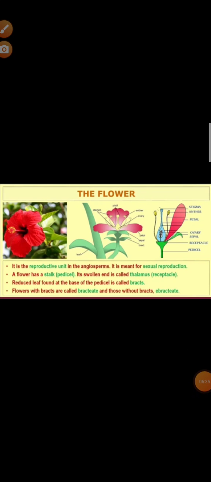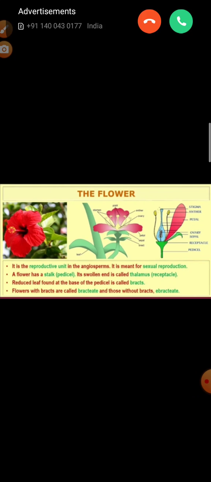Now we will learn about the flower. What is a flower? The flower is the reproductive unit in angiosperms, and it is a modified shoot with much condensed internodes and a number of floral leaves at every node. That's a flower. You have learnt many things about the flower. You have drawn the diagram of the flower in the previous classes. Now here also you have to draw and label the parts of a flower.